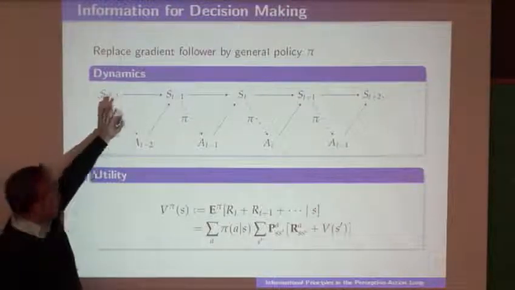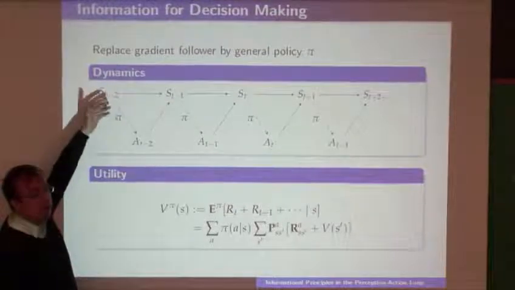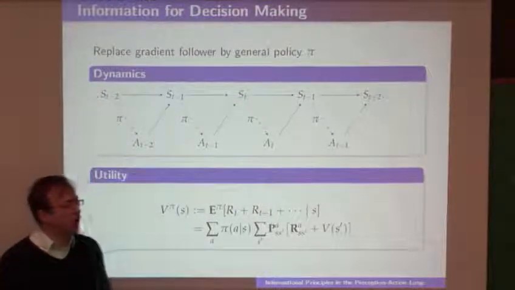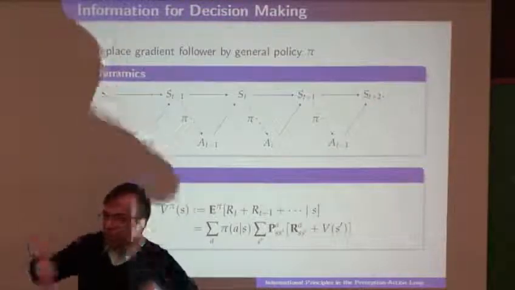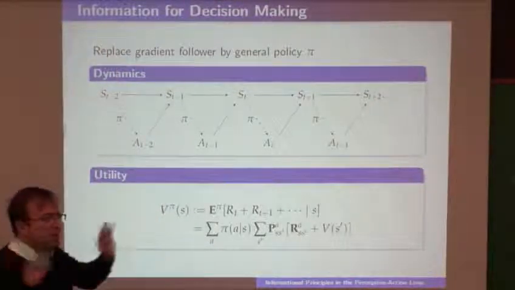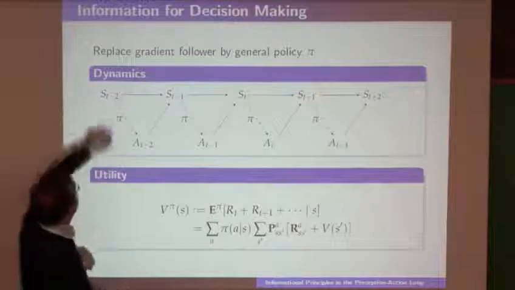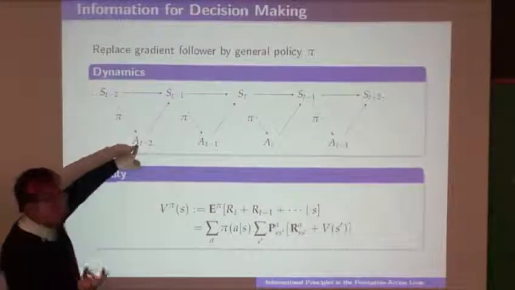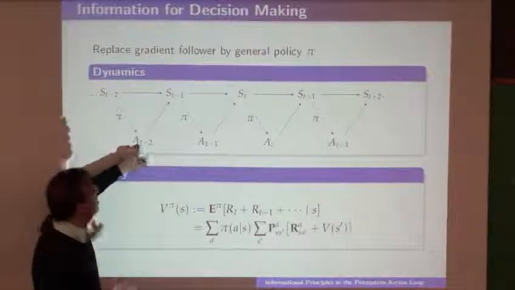I kicked out the world. I basically say, in principle, you can see the whole world. I don't want to have complications with sensors. It will be complicated enough as it is. So I have a state in the world. I have a policy by which I decide an action. Policy can be randomized. It has a new state and so on and so on.